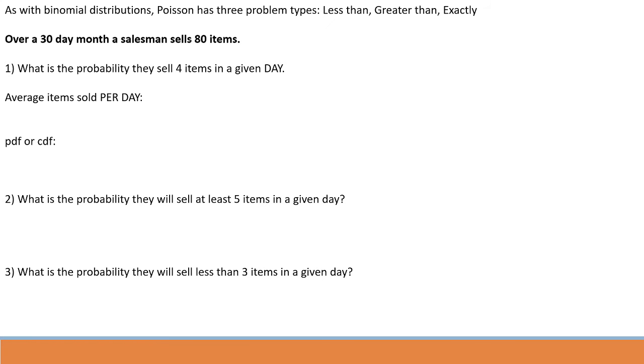Let's say we have a salesman. He sells 80 items over the course of 30 days. Well, that means in order to use a Poisson, I need to figure out how many items he sells in one day. So if I want the average items sold per day, I want the number of items he sells divided by the number of days it takes for him to sell them. That will get my items per day, right? So 80 divided by 30 would give me 2.67. Because it's 2.6 repeating.